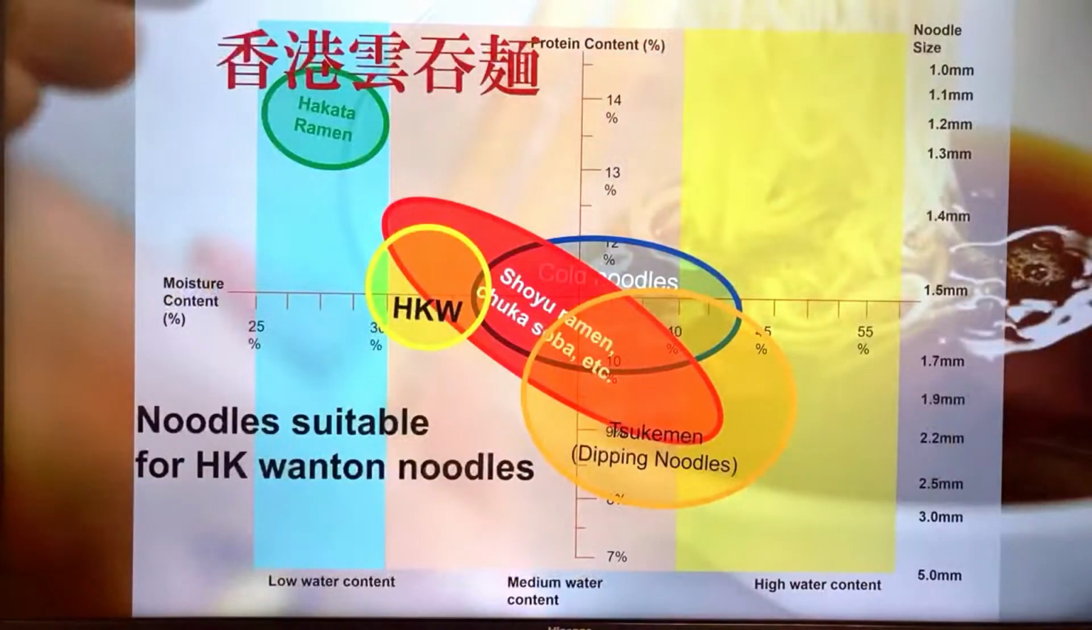Hong Kong wonton egg noodles are a really unique egg noodle. They actually use duck eggs instead of normal chicken eggs, and they use a lot of them to make this type of noodles. But the hydration, on this chart, is actually not that high, and I'm going to explain why later. They use a lot of eggs for some amount of dry ingredients.